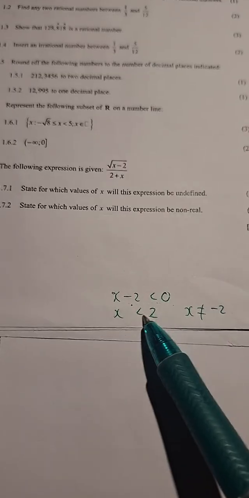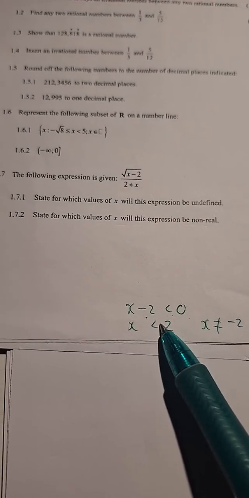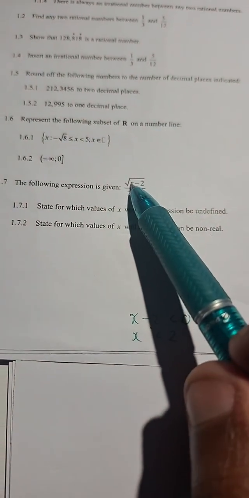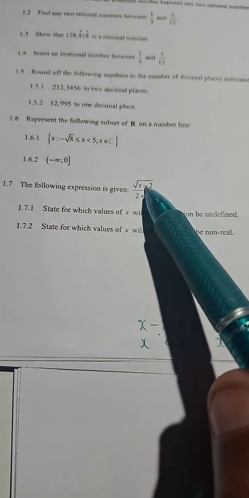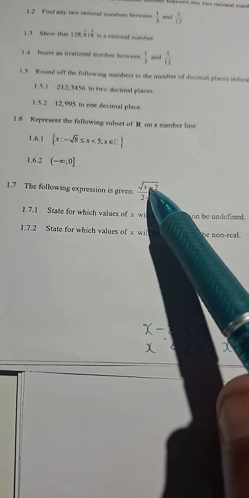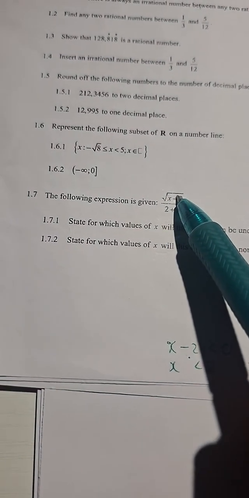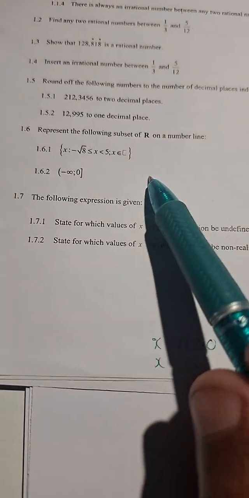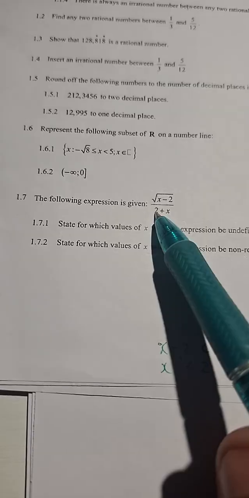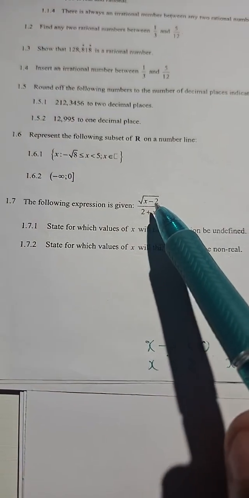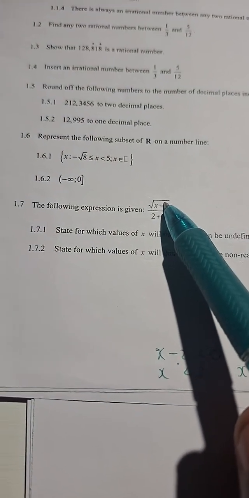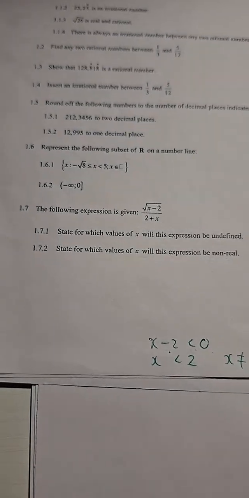So the whole family of numbers that are less than 2, if substituted in this x minus 2 expression, will lead to a negative number inside the square root, which would in turn make the entire thing non-real. Because what does non-real mean? It always refers to a negative number underneath a square root.